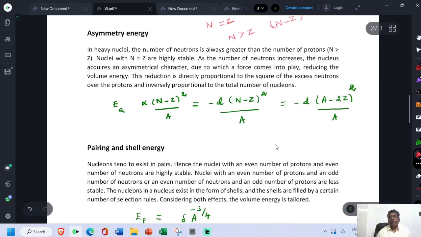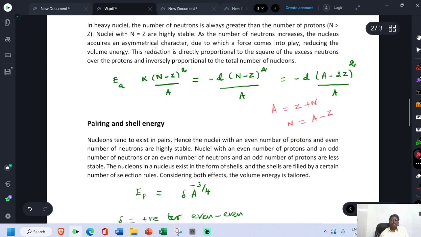We know that A equals Z plus N. Therefore, N is equal to A minus Z. Instead of N, if you put A minus Z, we get A minus Z minus Z, which is A minus 2Z, whole square, divided by A. This is called the asymmetry energy term.